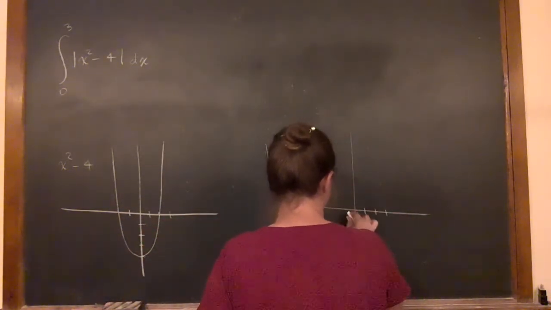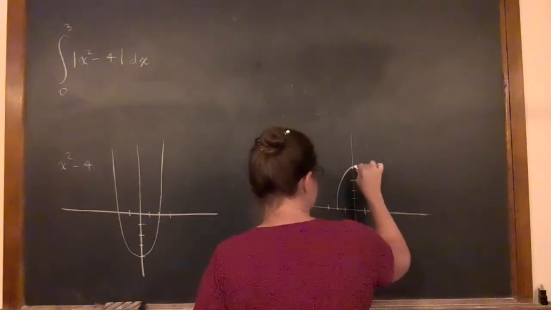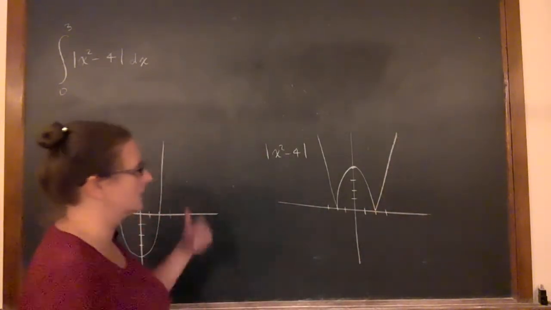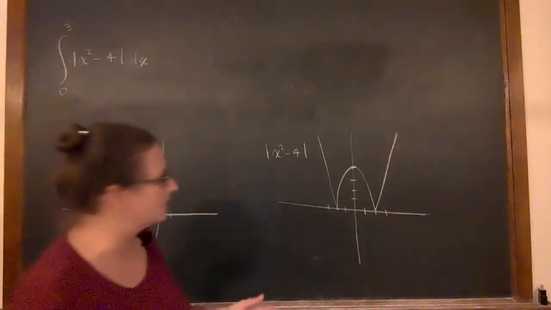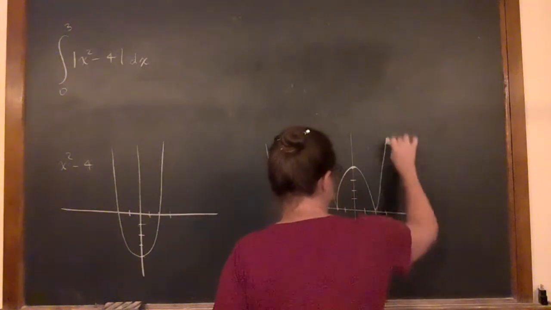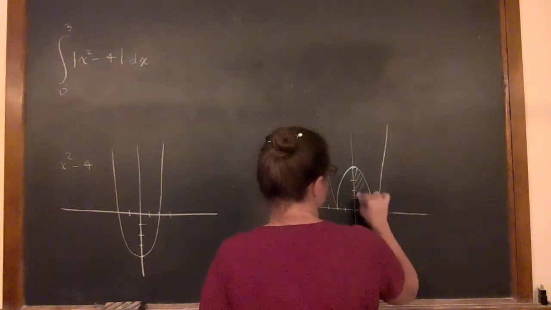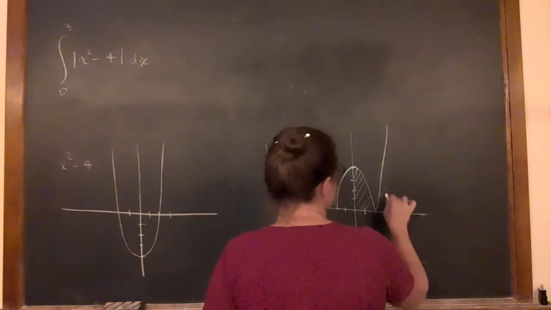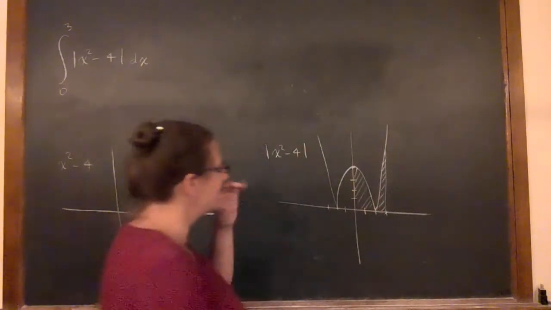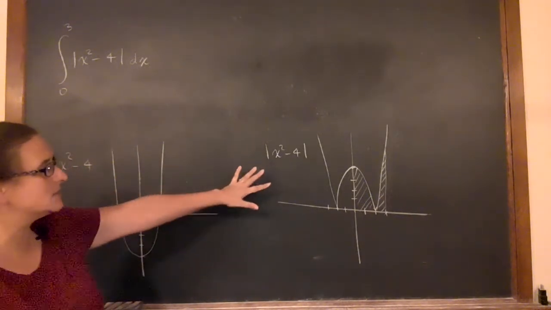Something like this. Your calculator can draw this, or you can draw it without your calculator. And this probably goes up a little bit more like this. But what we're looking for here is this area here and this area here. So we have to think about how I'm going to write this.